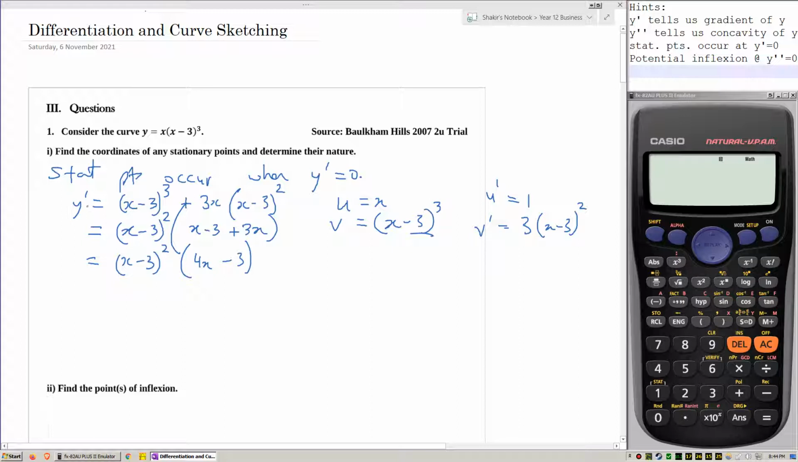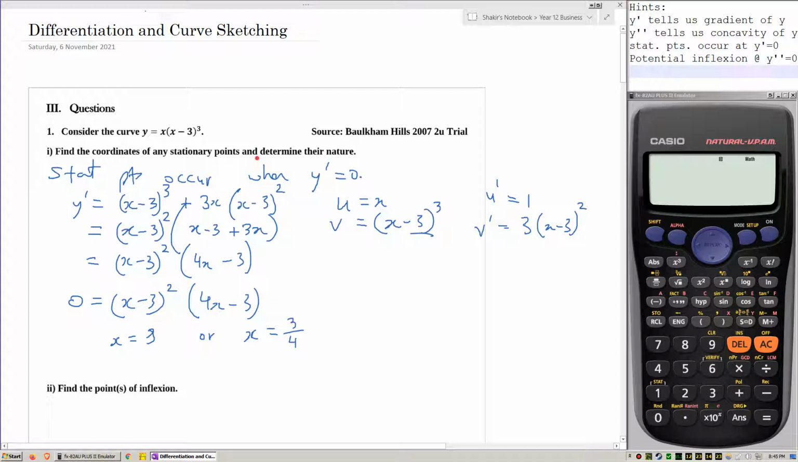And so where is y dash equal to 0? Because we want to know the stationary points. Stationary points occur when y dash is 0. Well, let's solve it. 0 is equal to (x minus 3) squared times (4x minus 3). And by the null factor theorem, x equals 3 or x equals 3 over 4. Either this is 0 or that is 0. So stationary points are at x equals 3 or x equals 3 over 4.